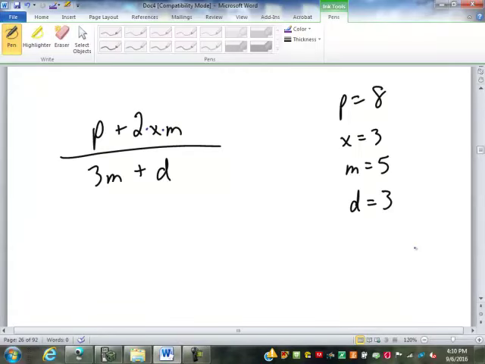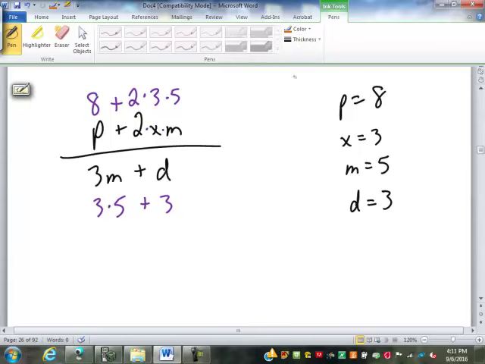So on top, p becomes what? 8 plus 2 times 3 times 5, right? On bottom, it becomes 3 times 5 plus 3, right?